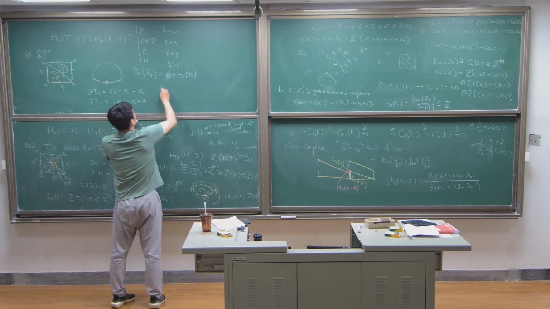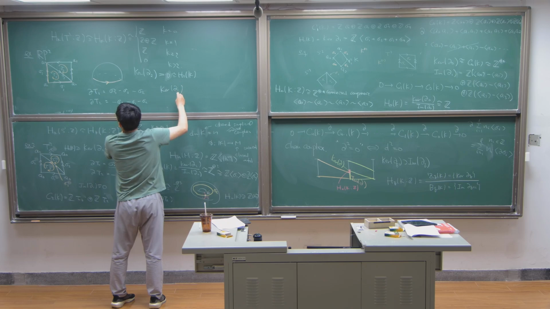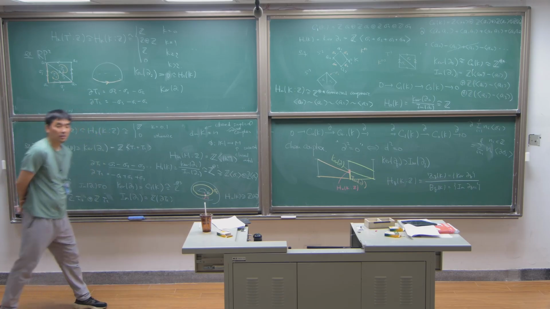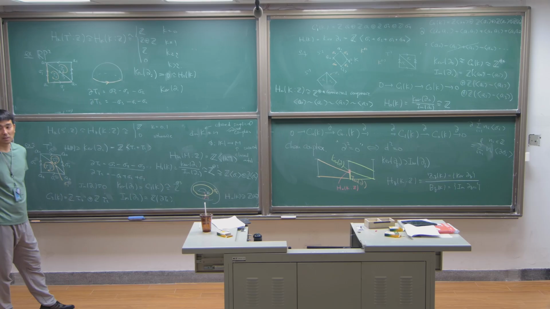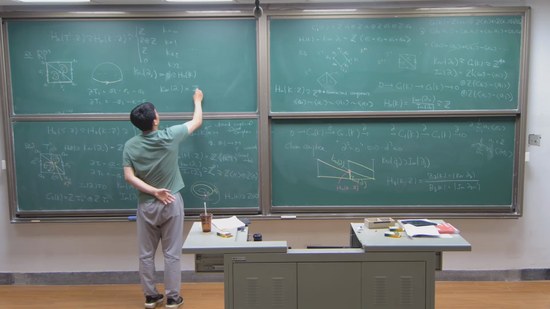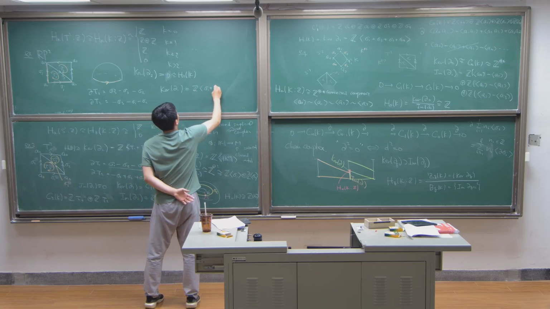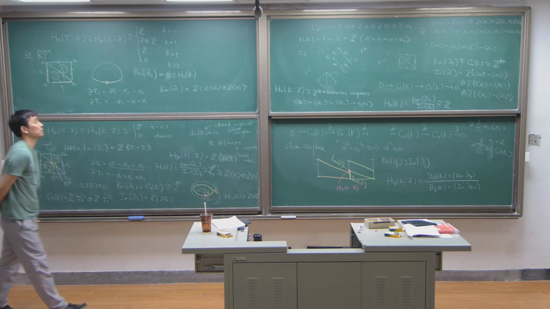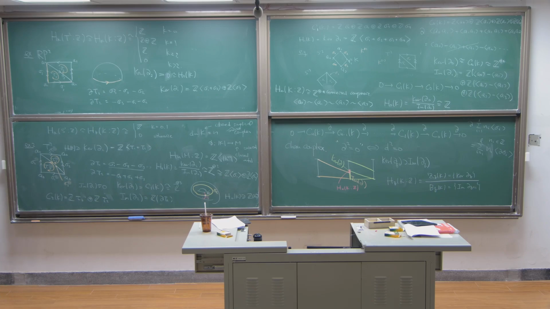Next, the kernel of boundary tau 1 is super easy. So what's the kernel of tau 1? Is it okay? Yeah, sigma 1 plus sigma 2, it's easy.